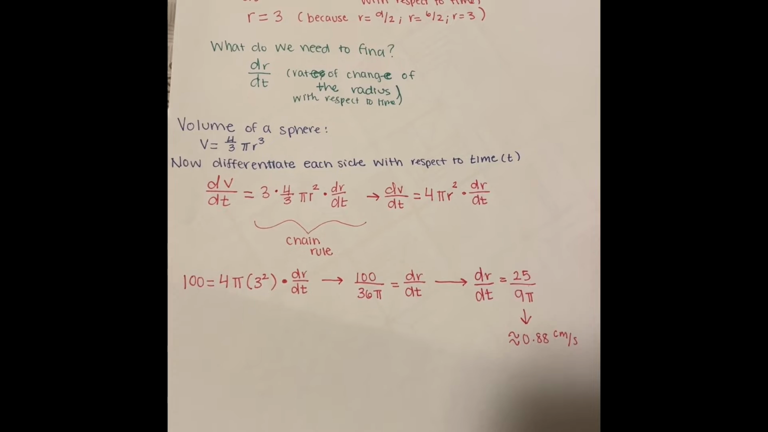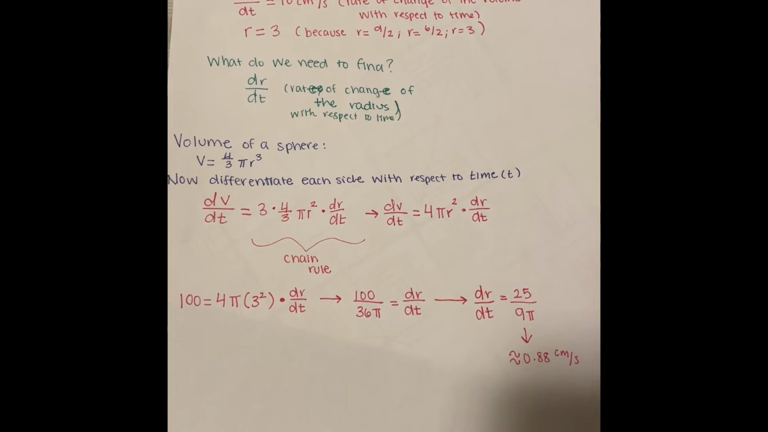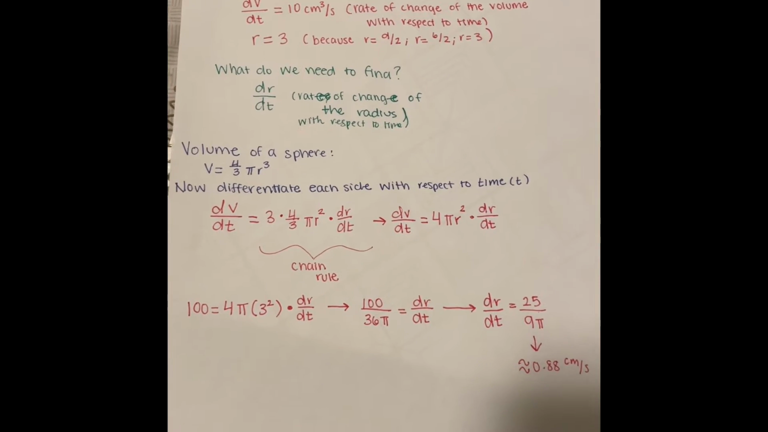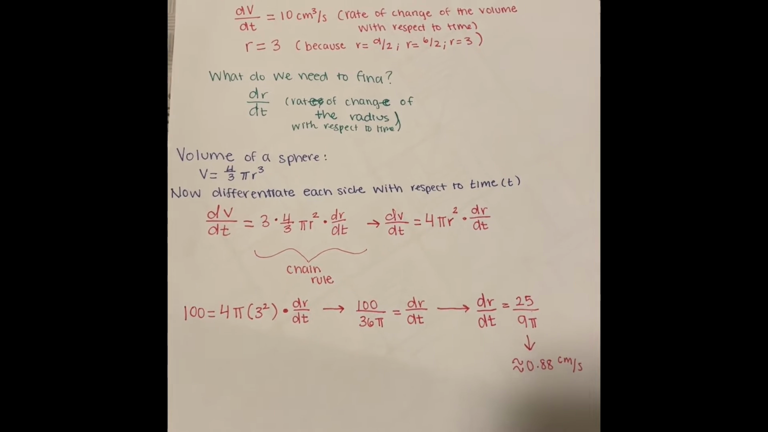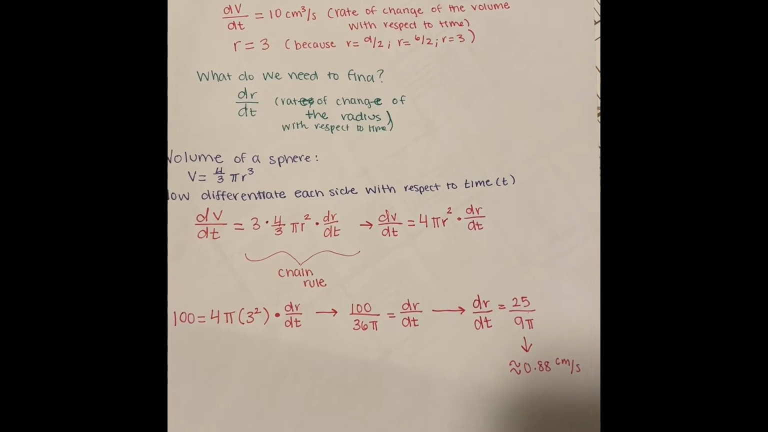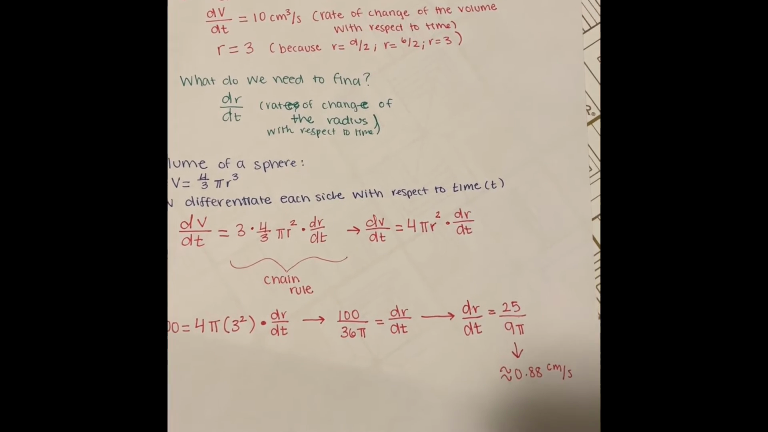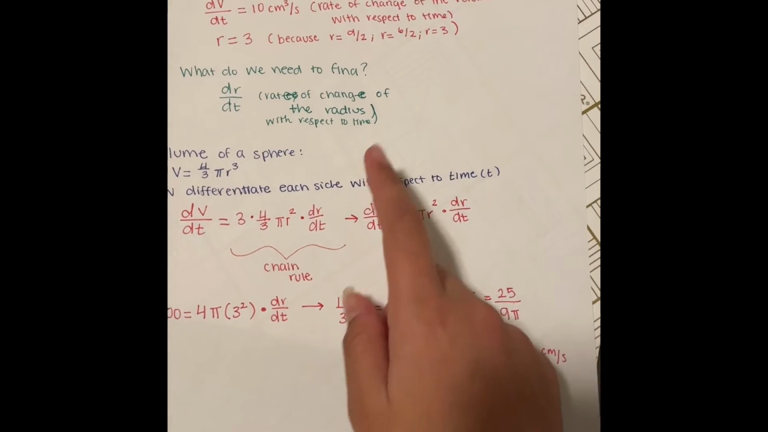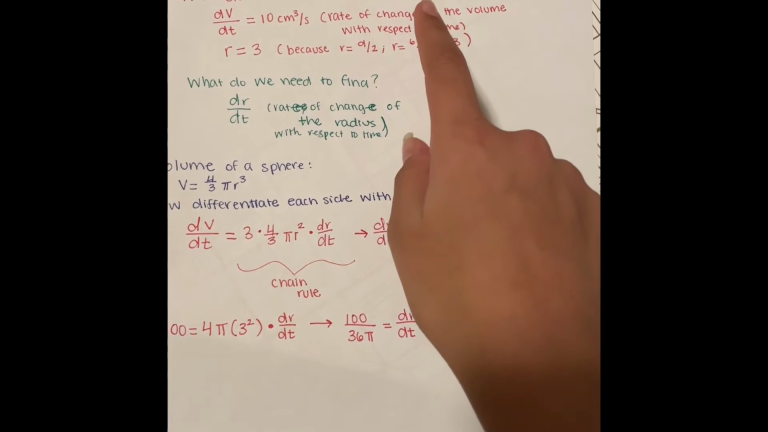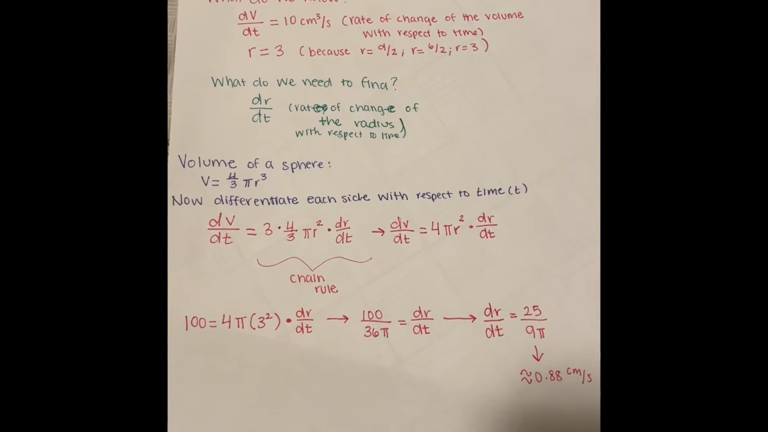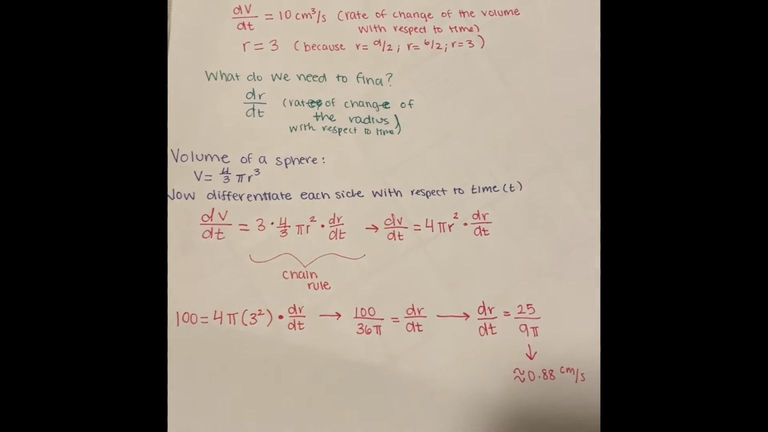So first thing we want to identify is what we already know. What we know is the rate of change of the volume, dV over dt, is 10 centimeters cubed per second, because it says so in the problem. The next thing we know is the radius, because we know the diameter and the radius is the diameter divided by 2. So the radius is 3.